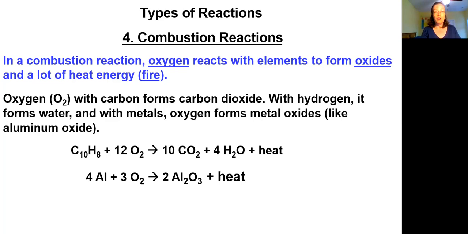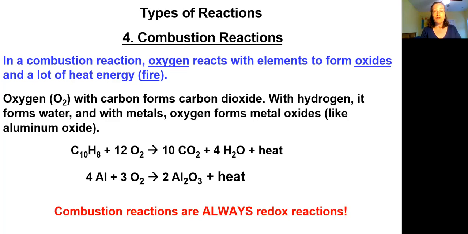Oxygen will always be one of the reactants, and then somebody else. So if O2 is always one of the reactants in a combustion reaction, will we say that combustion reactions are sometimes, always, or never redox reactions? Okay, O2 is always there on the left-hand side. It's always present as a single element. If there's a single element, it's a redox reaction. Combustion reactions are always redox reactions.